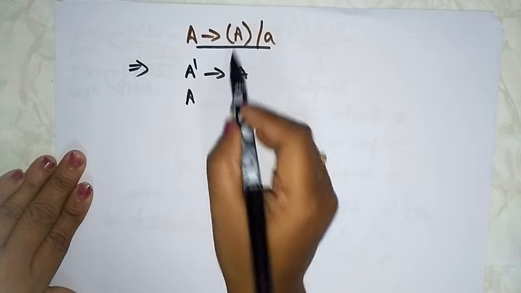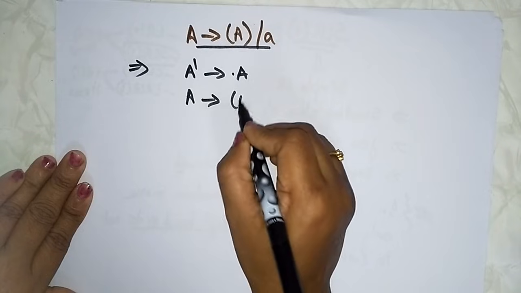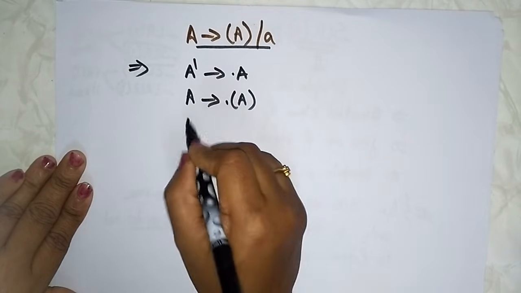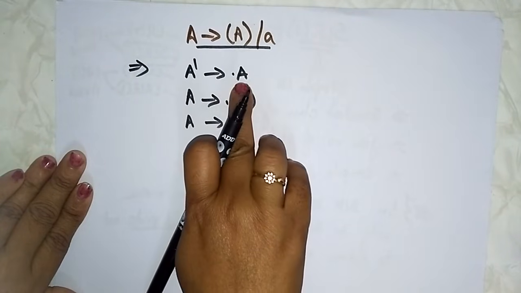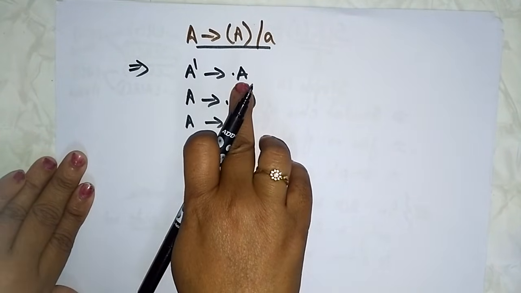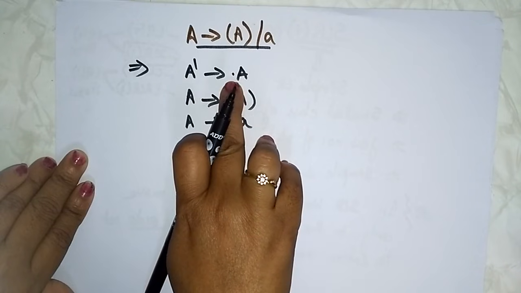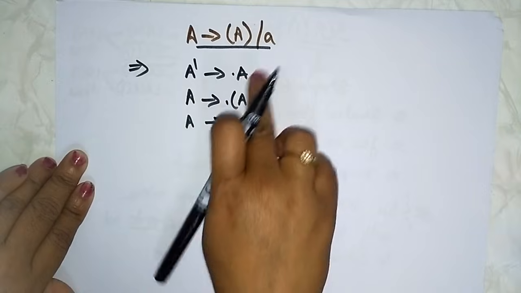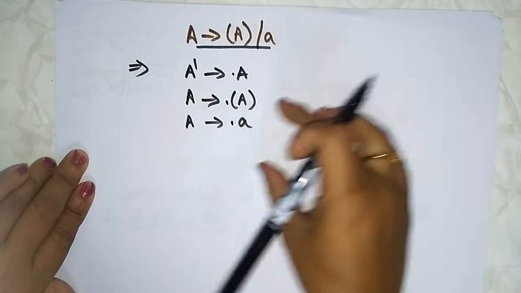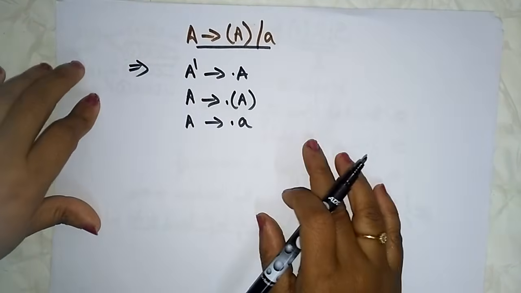What are the productions of the non-terminal? A determines dot (A) and A determines dot a. So I have written all the productions for the non-terminal. Whenever the dot is present and the right hand side has a non-terminal, you need to write all the productions of that non-terminal. These are the canonical collection of LR(0) items.